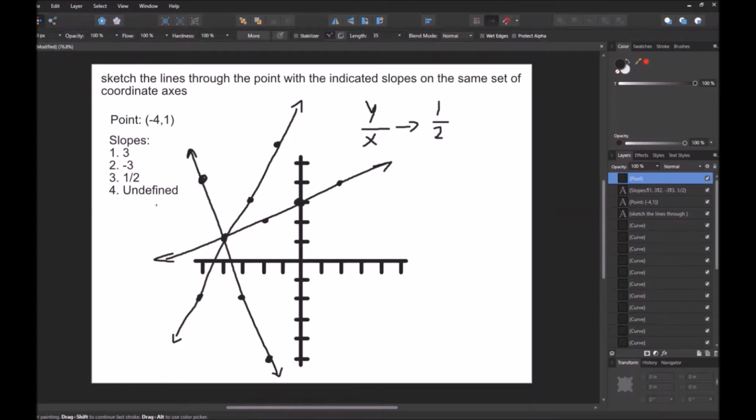Now we're getting to undefined. If you recall from what I said earlier, in order to get undefined, you have to have a fraction over 0, meaning there is absolutely no run. There's no movement on the x-axis. It's only movement on the y-axis. So it's just going to be a vertical line, basically. So to graph an undefined line, you would just graph this. And that would be your undefined.